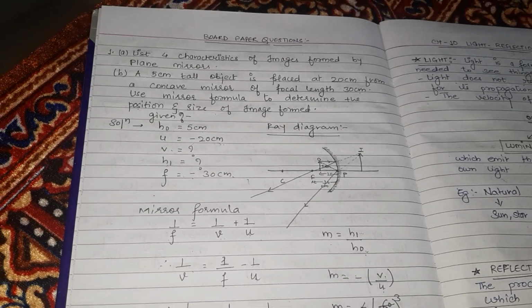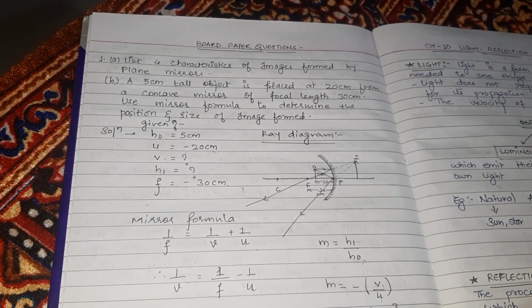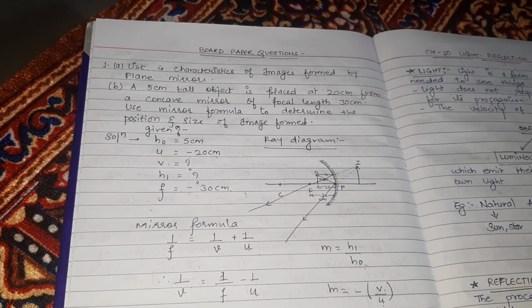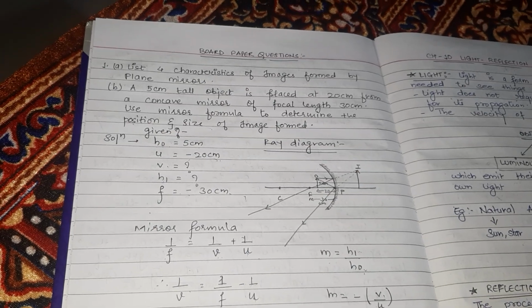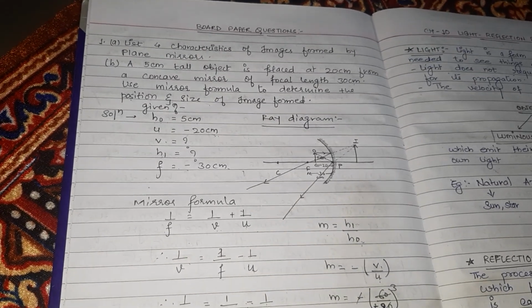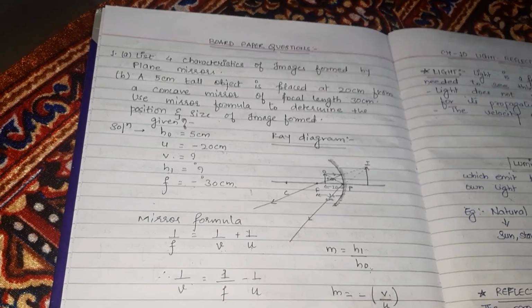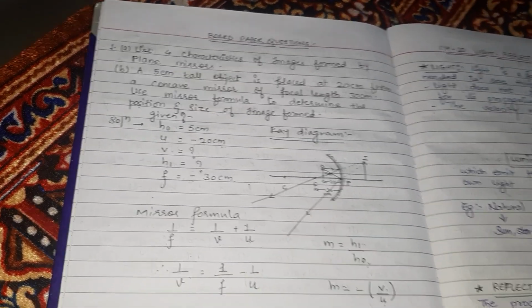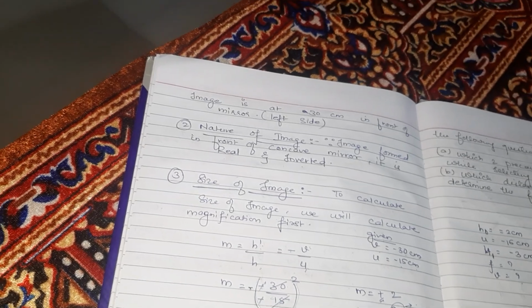This is how you will be solving the sums related to concave mirror. The same concept applies for solving all kinds of numericals based on concave mirror. What you have to do is remember the mirror formula, write down the given data first, try to draw the ray diagram, and then on the basis of magnification find out the nature of the image. Now next we are going to solve numericals based on convex mirror.